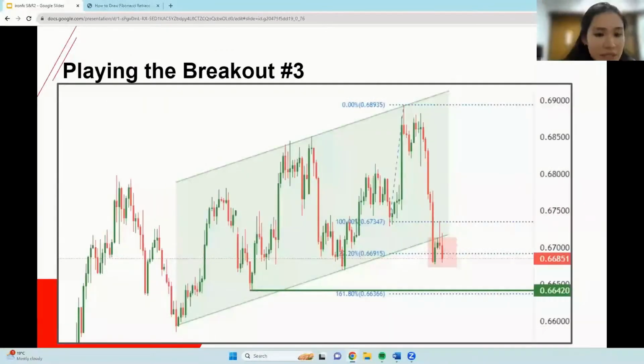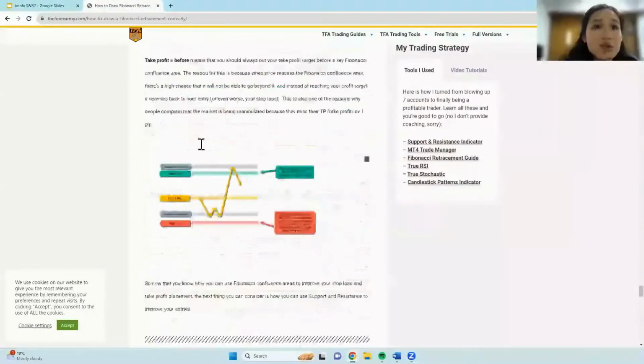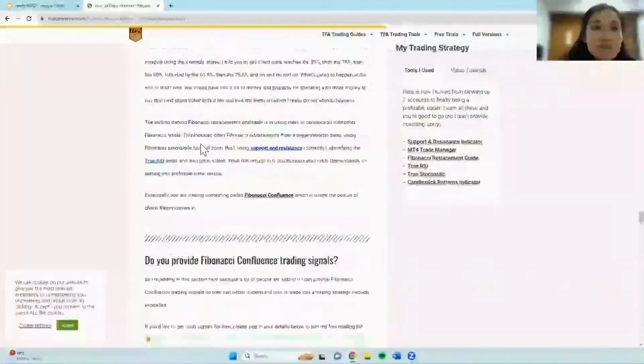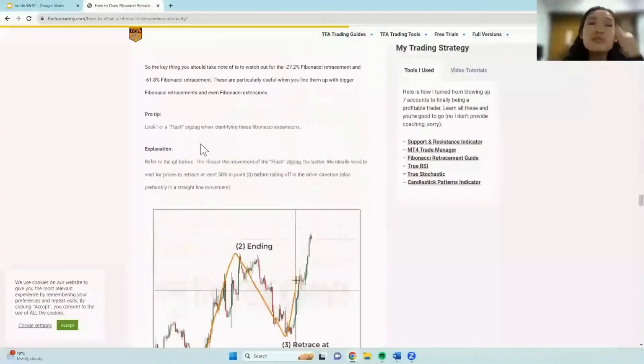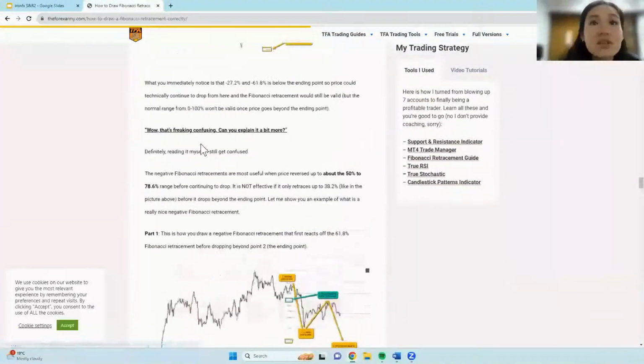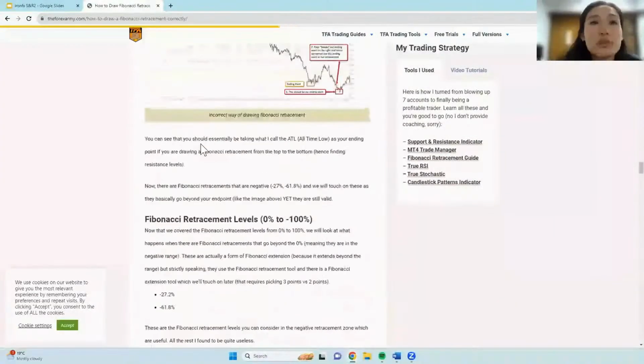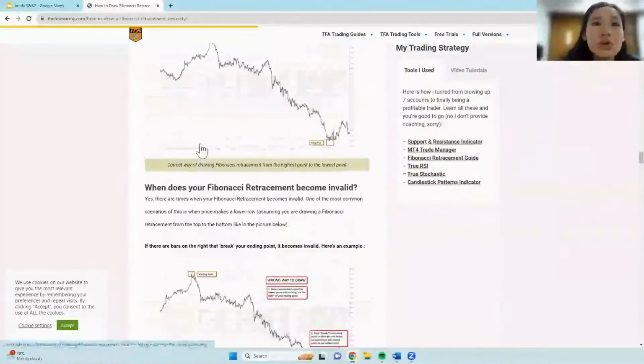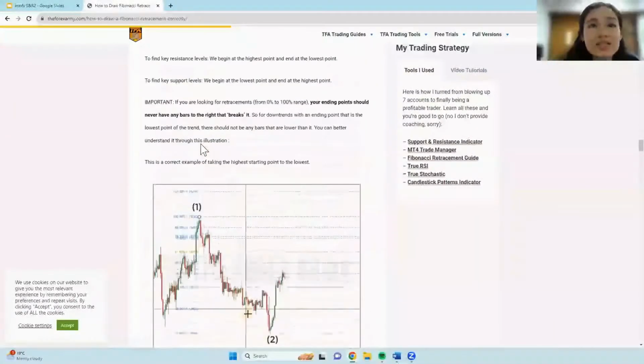Okay, another example here. Price recently broke out of the ascending trend channel, so that's point one. Point two, price is currently at this 127.2% level. So here we have a Fibonacci extension. Okay, let me just go to our Forex Army website. If you missed our Fibonacci series, not to worry, but that's basically where we go through all of the different techniques in detail.